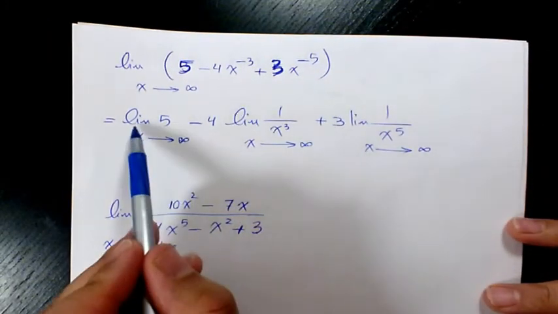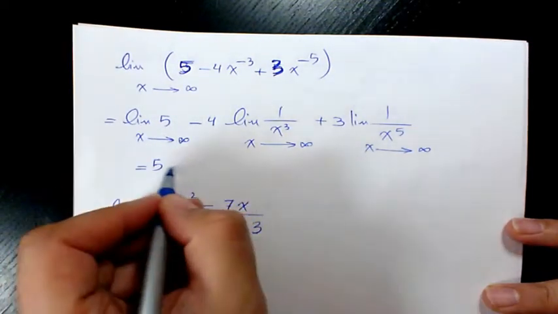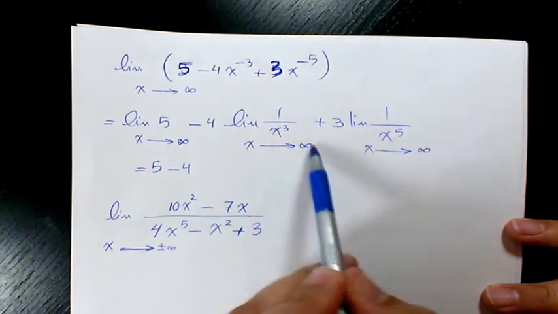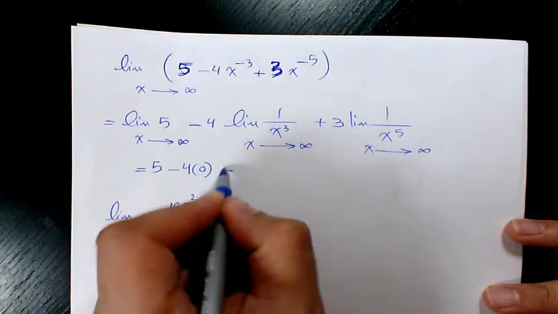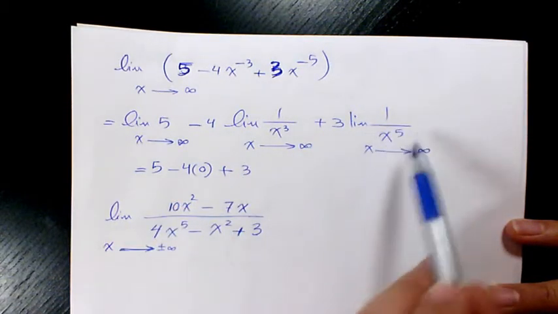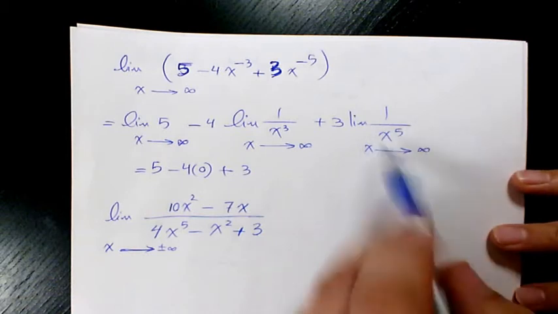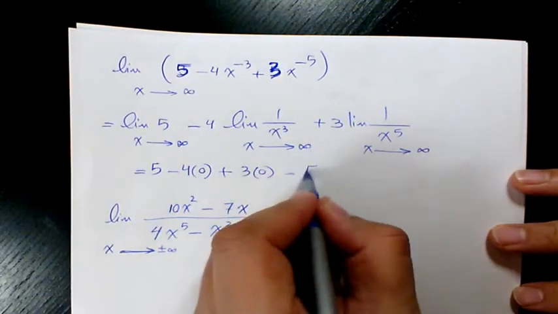So limit of 5 when x approaching infinity is going to be 5 minus 4 times when x is approaching infinity, this limit is going to be 0 plus 3 times limit of 1 over x to the power of 5 when x approaching infinity, which is going to be 0 as well. So that's going to be 5 minus 0 plus 0 is going to be equal to 5.